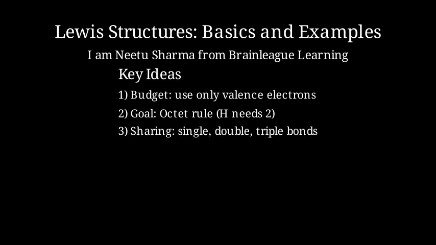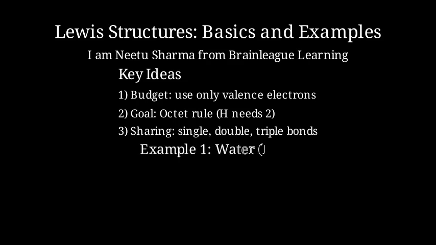There are three key ideas. First, the budget. Each atom brings a fixed number of valence electrons. Second, the goal. Most atoms want 8 electrons around them, but hydrogen only needs 2. Third, sharing. A single bond is 2 electrons, a double bond is 4, and a triple bond is 6.